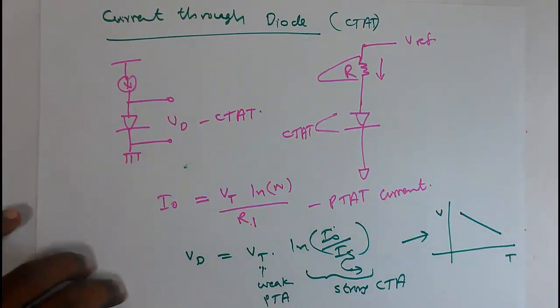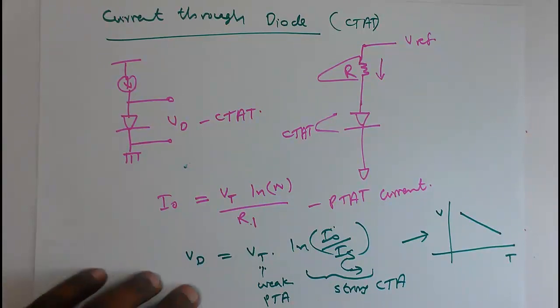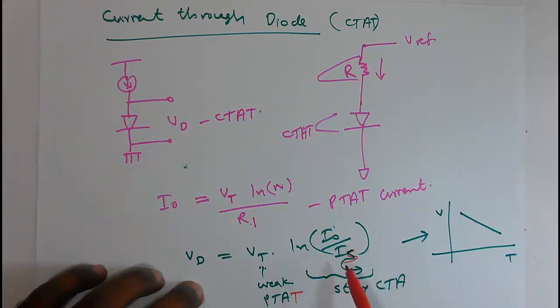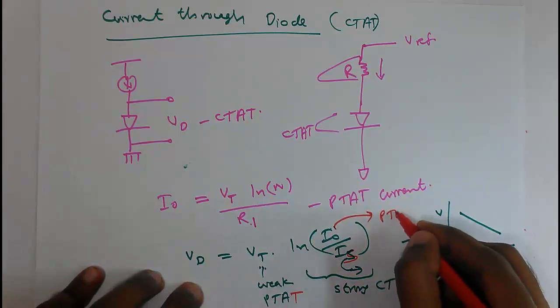But now the difference is that everything is the same. Vt is the same, it is a weak PTAT, and Is is again the same. We already derived the expression for Is, and we found dou Is by dou T also. The only difference is that instead of I0 being a constant, now I0 is a PTAT.